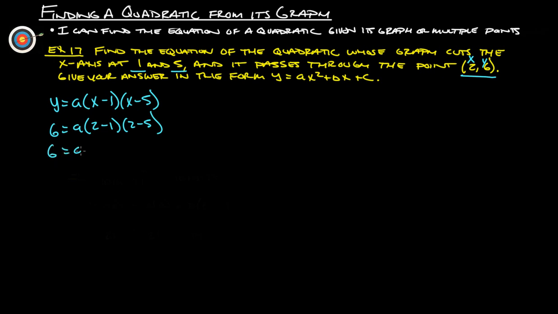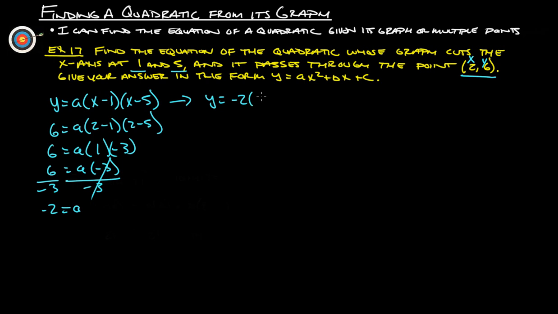Okay, so we get a. 2 minus 1 is 1. 2 minus 5 is negative 3. So we get 6 equals a times negative 3. Divide both sides by negative 3. And we get that a is negative 2. So now, from this here, we can write it as y equals negative 2 times x minus 1 times x minus 5.